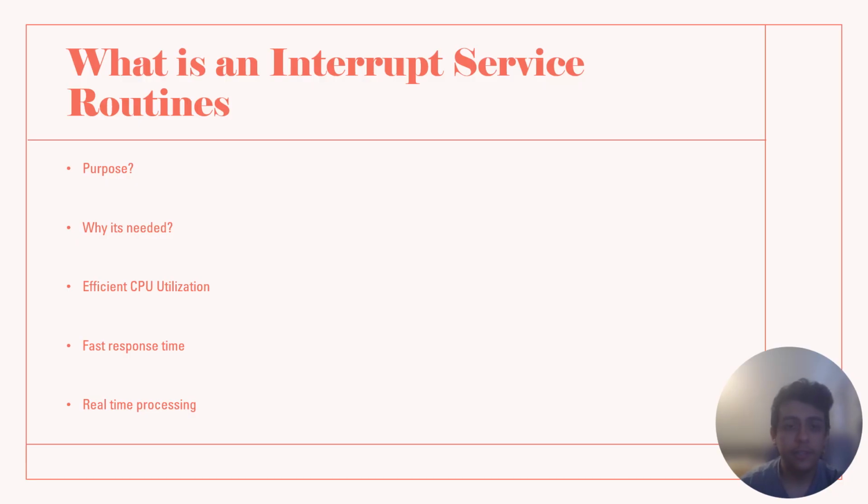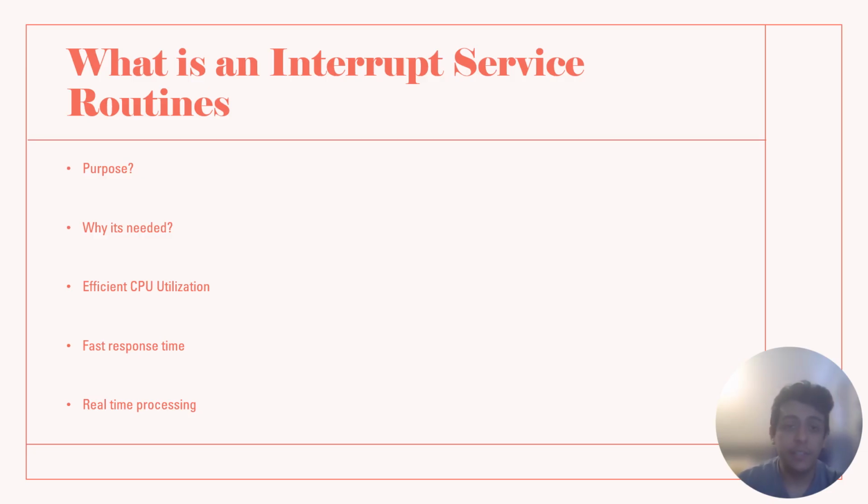So our next topic is, what is an interrupt service routine? Well, the main purpose of an interrupt service routine is to handle events that require immediate attention without waiting for the main program loop to check for them. So instead of constantly polling for an event, the CPU can continue executing tasks until an interrupt occurs, at which point the ISR takes over momentarily. And this helps because of efficient CPU utilization: instead of continuously checking for events, the CPU can focus on executing other tasks until an interrupt is triggered.